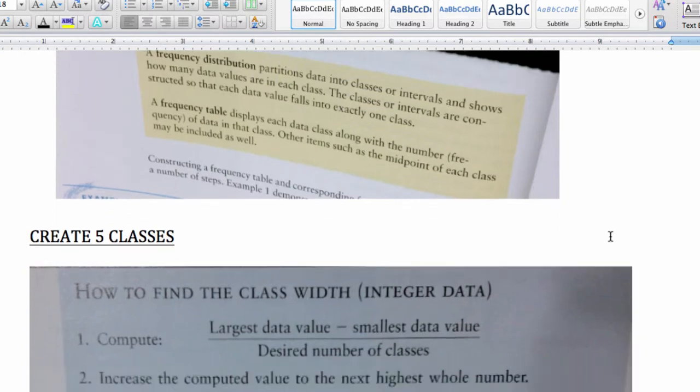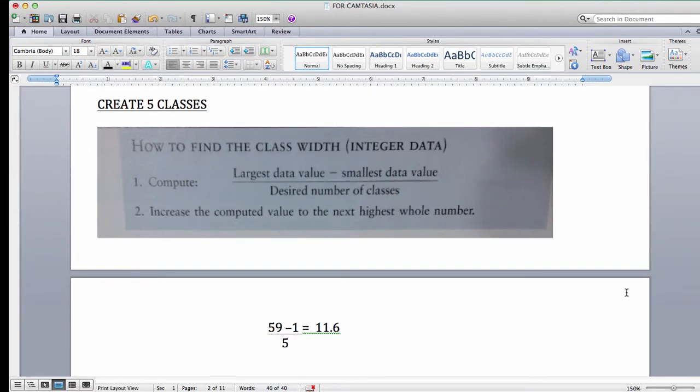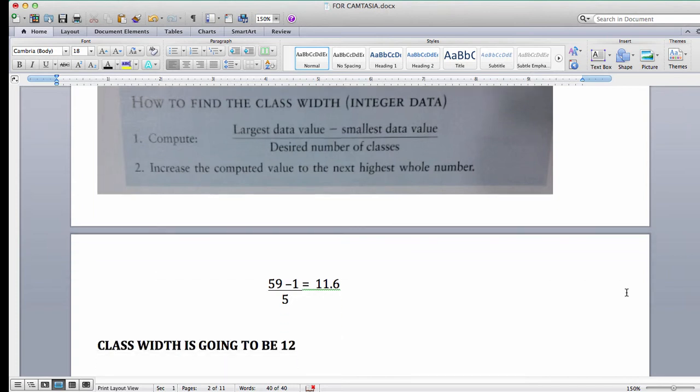Now this is how you find the class width. You're going to take the largest data value, subtract the smallest data value, and divide by the desired number of classes. Once you do that, you're going to increase the computed value to the next highest whole number. So I have done that. 59 minus 1 divided by 5 classes equals 11.6. Now we must increase the computed value, so the class width is going to be 12.